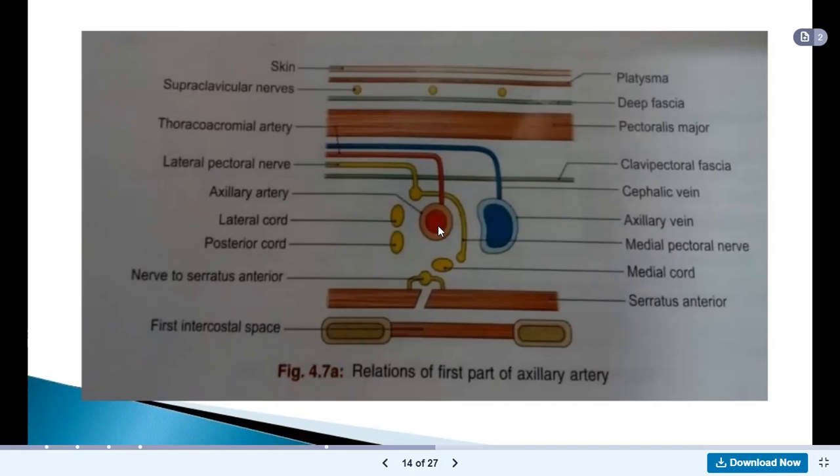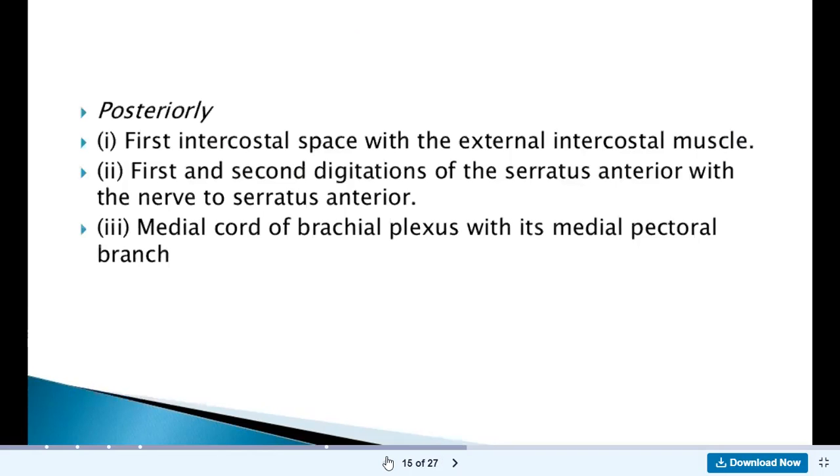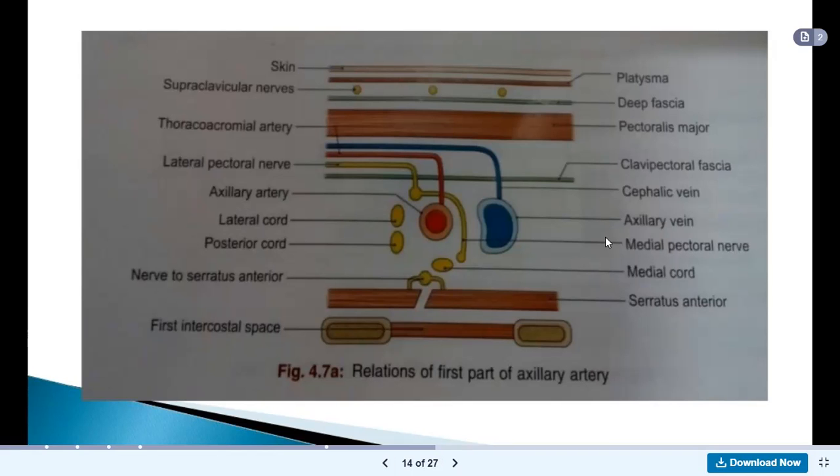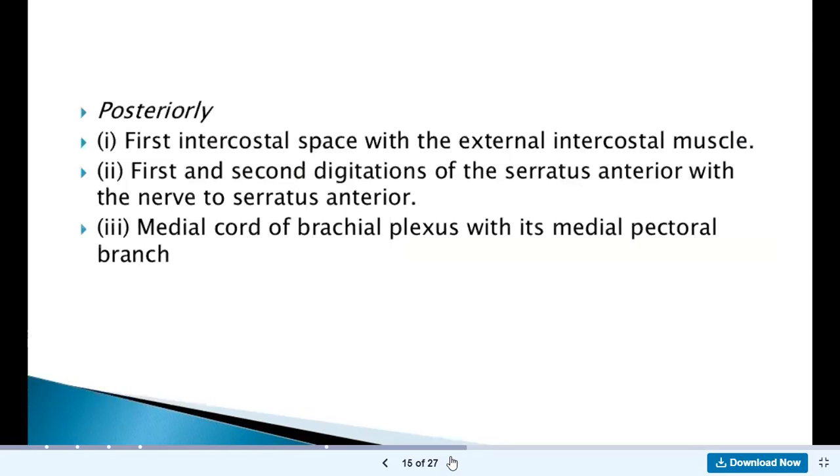All the structures are the anterior relations of the axillary artery. Okay. Let me show you the cephalic vein also. So here you see the cephalic vein. So all these are anterior to the first part of the axillary artery.